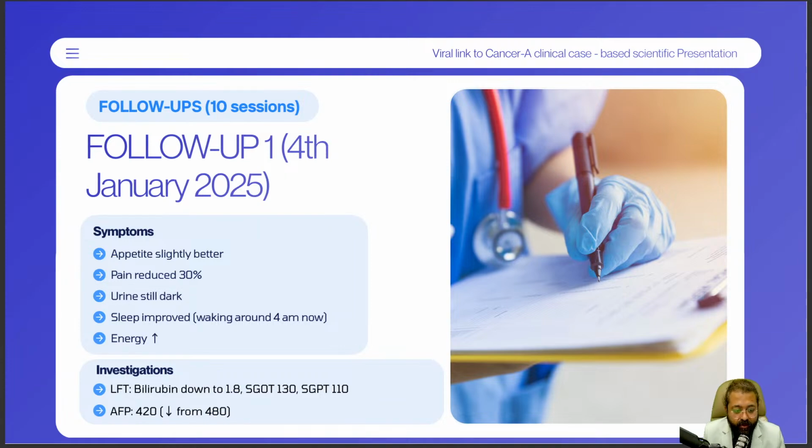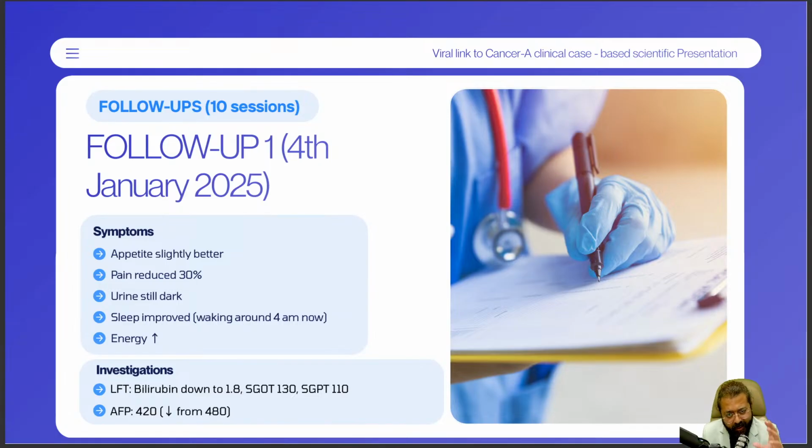So we checked the LFTs. Here we get to know that bilirubin of 3.2 comes to 1.8, SGOT from 150, 140 comes to 130, SGPT comes to 110, and AFP, which was 480, comes to 420.